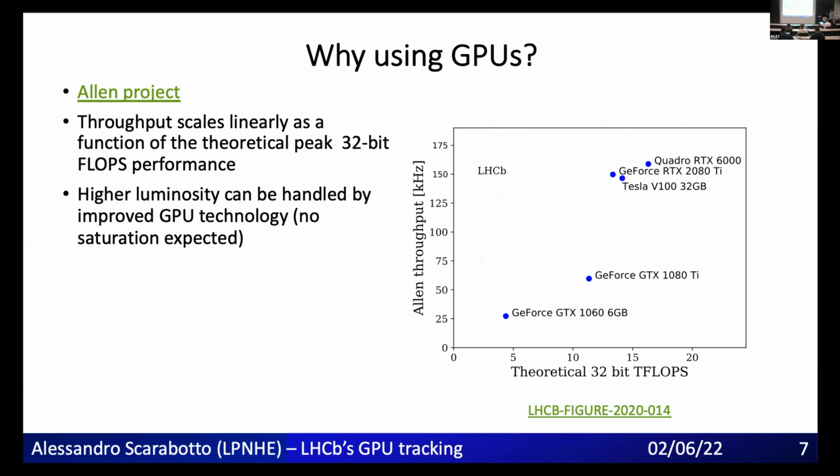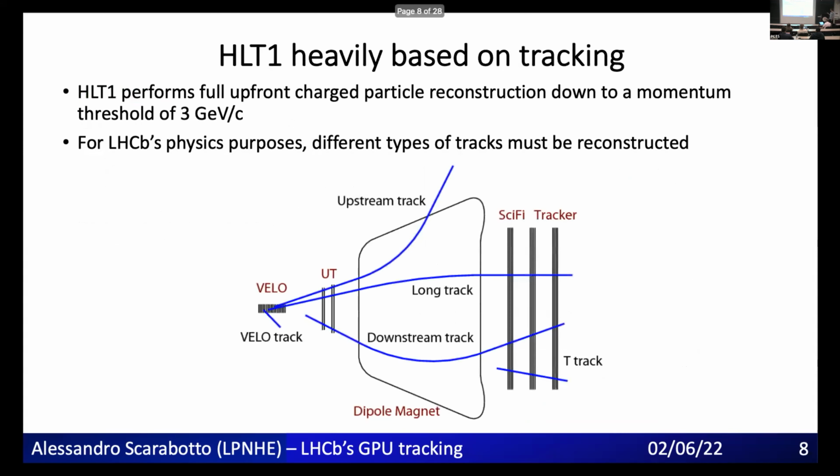And so what we see is that if we have more performant GPUs, the Allen throughput scales linearly. So in practice, if in the future we have higher luminosity, this can be handled just by improved GPU technology, and no saturation is expected. So this is very promising also for the future. But okay, I talked about GPUs. Now let's dive into the topic, which is tracking.